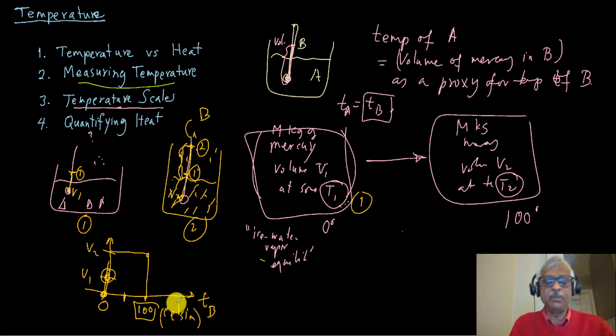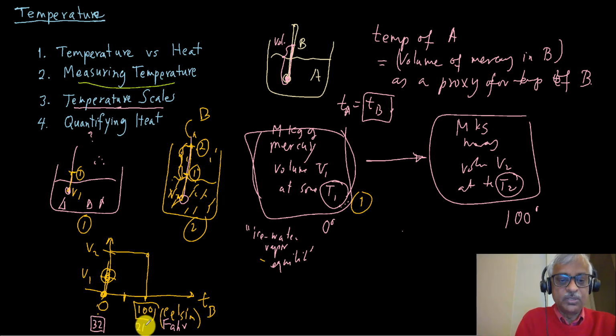If I pick some other values for these points, that will be some other scale. For instance, if I want to do the Fahrenheit scale, I'll call this randomly 32 and call this 212. So from here to here will be 180 divisions, over here will be 100 divisions. So this will be the Fahrenheit scale.